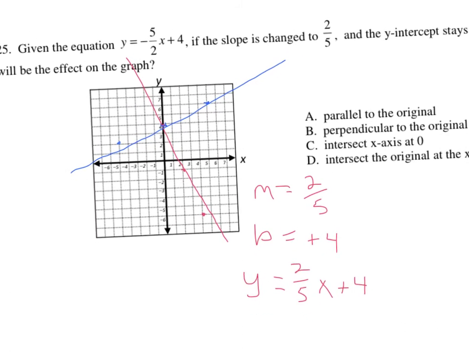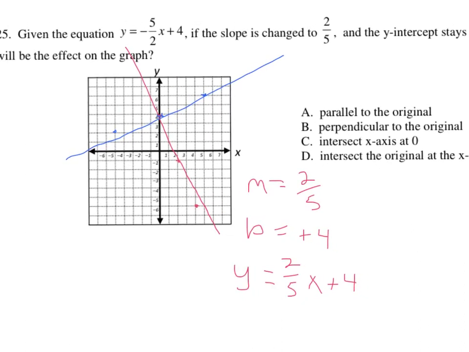Our answer choices say the second line is parallel to the original. Well, those aren't parallel lines, so that one's out. That's false. Perpendicular to the original looks perpendicular. The way that I know for sure is that the slopes are opposite reciprocals. So this slope here was flipped over, so the 5 went to the bottom, the 2 went to the top. So it was flipped, and it went from a negative to a positive, so it's opposite and the fractions are reciprocal. So yes, it is perpendicular.